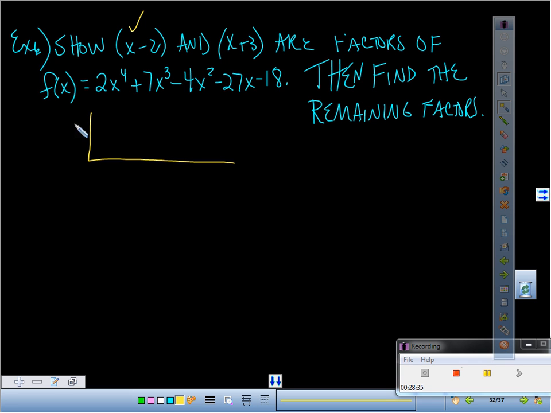Now, what am I going to divide by? 2. I write down my coefficients: 2, 7, -4, -27, -18. Now, what am I looking for? I want to get a 0, people. If it's a factor, then my remainder has to be 0. So I'm going to bring down my 2. And I'm going to multiply, and add. And multiply, and add.